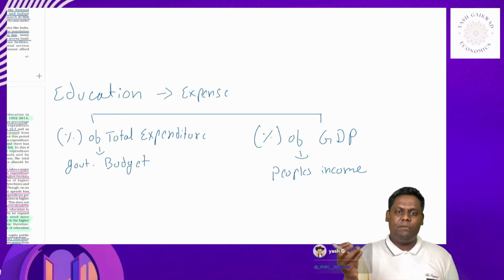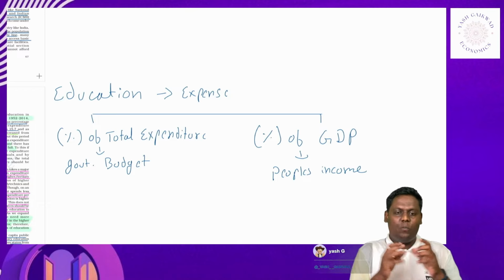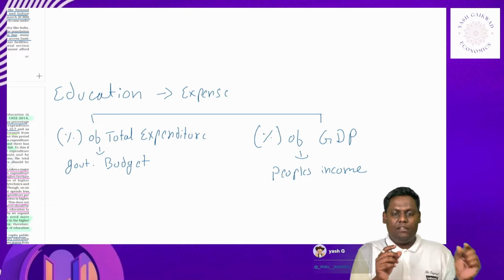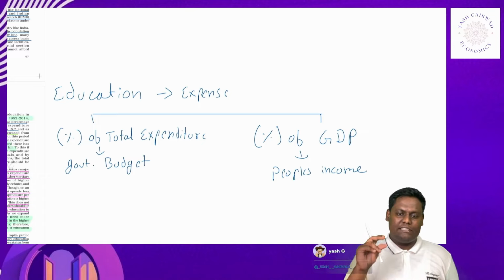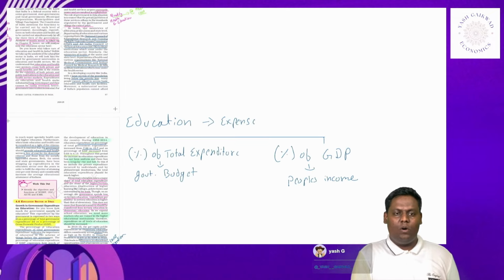And the second is the percentage of GDP. That is, out of the total value creation in the economy, how much of that value creation has been in the sector of education and healthcare. So when we talk about expenditure as a percentage of GDP, we are looking at the amount that people choose to spend of their income on education.